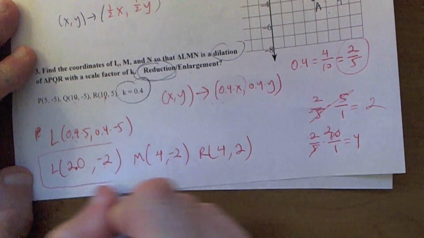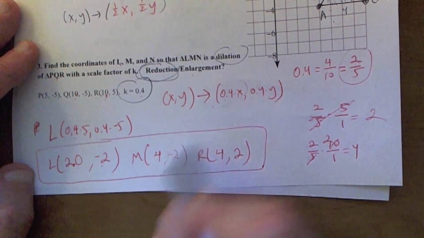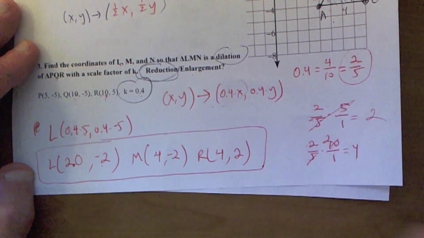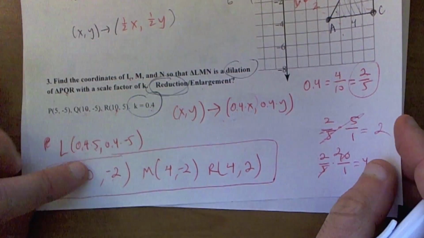So here are our new coordinates. We just multiply by the scale factor. You can multiply by the decimal, or change it to a fraction, whatever you want to do to get those new coordinates. All right, last 2 questions.